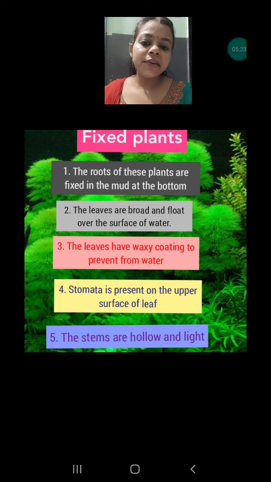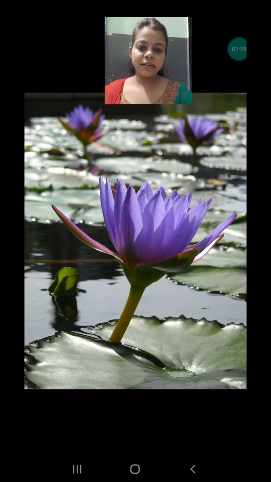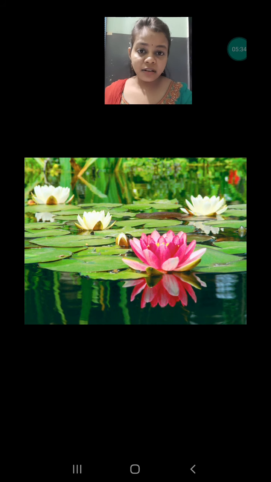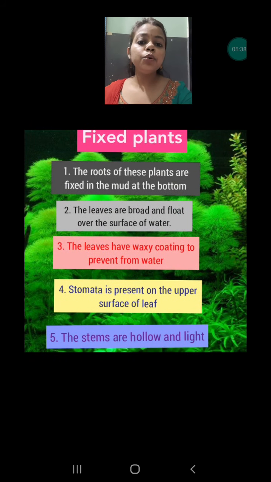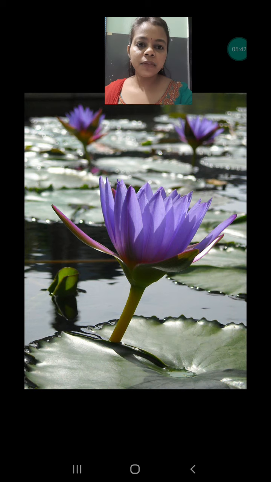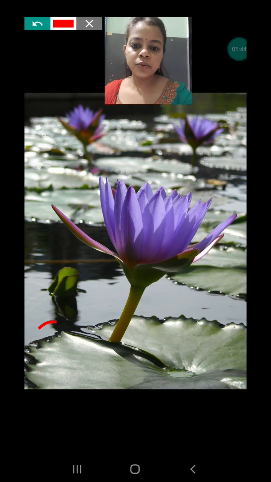Second, the leaves are very broad and float over the surface of the water. If you see how big the leaf is, the lotus and the water lilies have very broad leaves that help them to float. And on the downside, you can see the underside of the leaf is merged into the water.